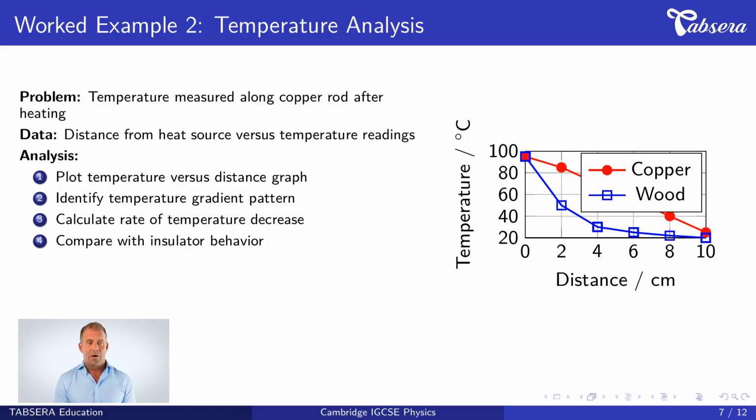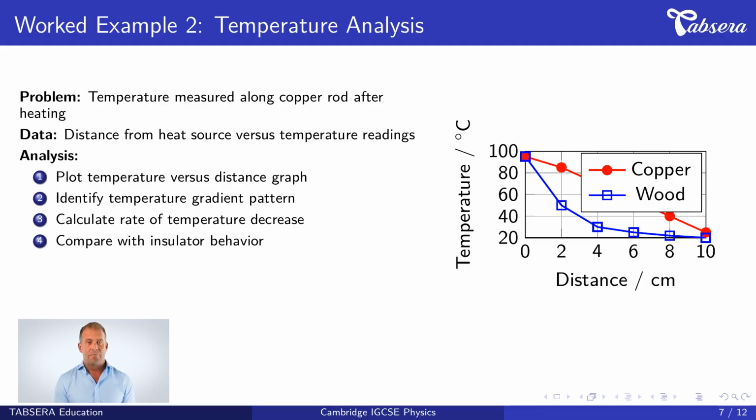Example 2 applies thermal conduction analysis to temperature measurements. The problem is, temperature is measured at different distances along a copper rod after heating one end for a fixed time. The data shows temperature readings at various positions from the heat source. Now we analyze systematically. First, plot temperature versus distance graph. The red line shows copper data, demonstrating gradual temperature decrease with distance.